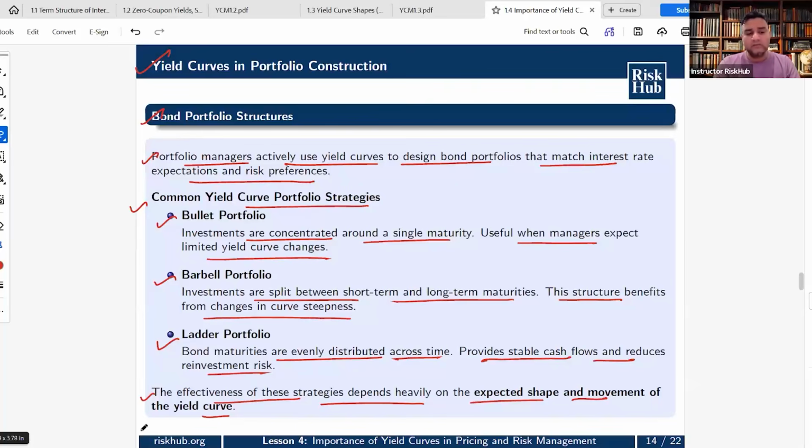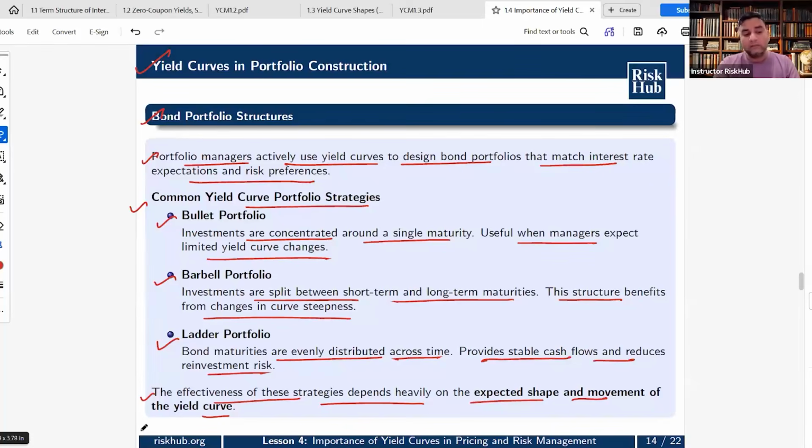Ladder portfolio: maturities are spread evenly across time. The slide states this gives stable cash flow and reduces reinvestment risk. Reinvestment risk is basically the risk that maturing money must be put back to work at a lower rate than before. The slide closes by stating that the effectiveness of each structure depends on the expected shape and movement of the curve. One clarification I'll add here: the bullet and barbell comparison is usually made at equal duration.